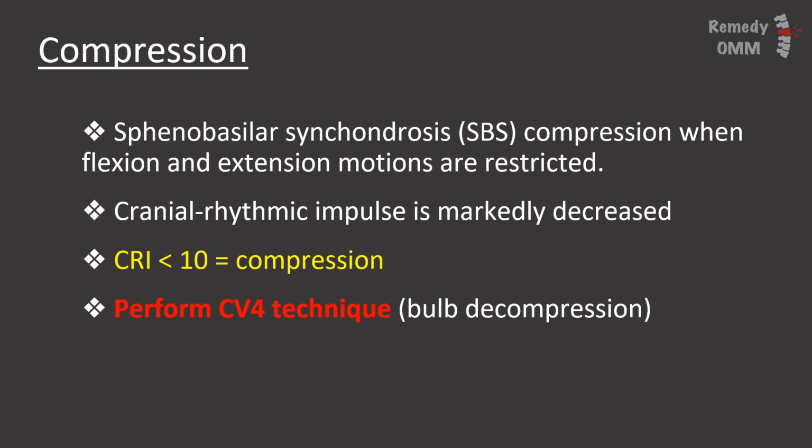The key to SBS compression is knowing that the cranial rhythmic impulse, the CRI, is markedly decreased. Recall that a normal CRI ranges from 10 to 14, and in SBS compression, you'll observe a CRI of less than 10. Another high-yield fact to know is that if someone has SBS compression, you treat with the CV4 technique, also known as bulb decompression.